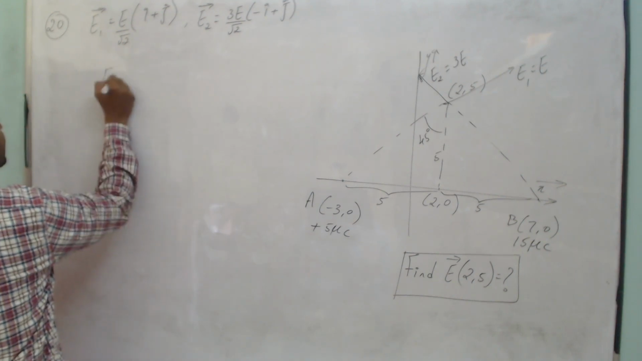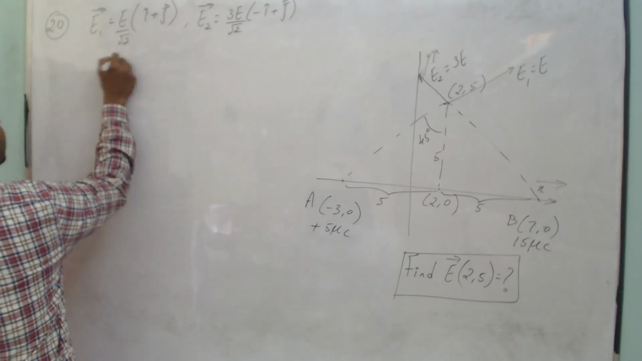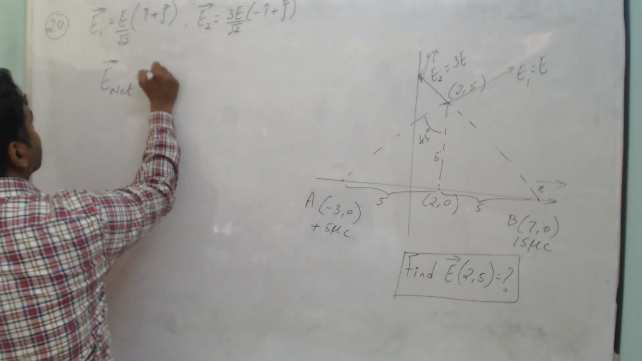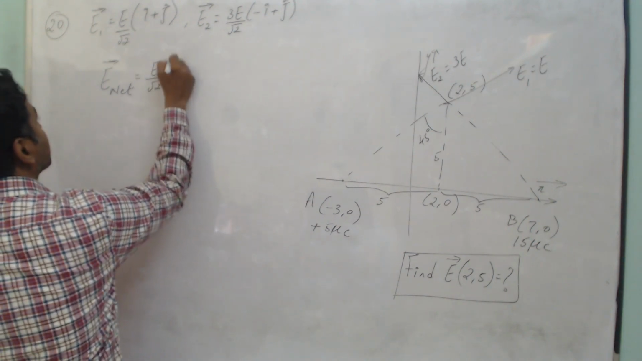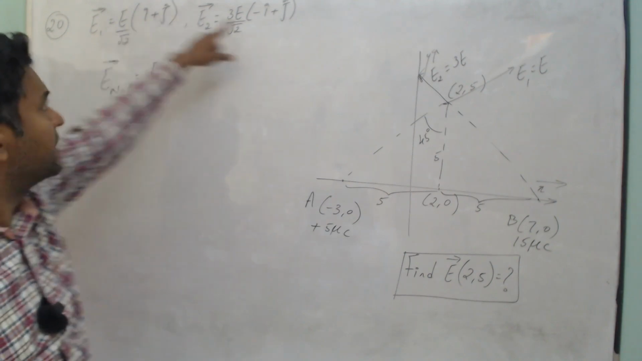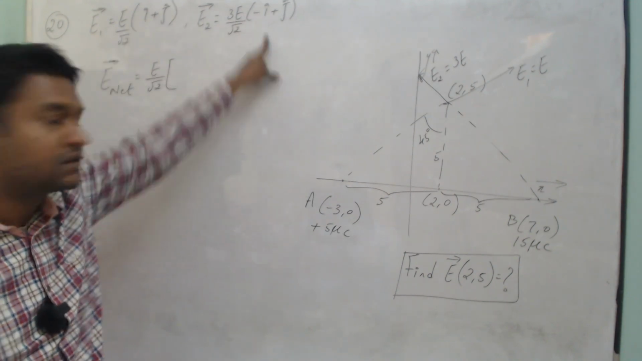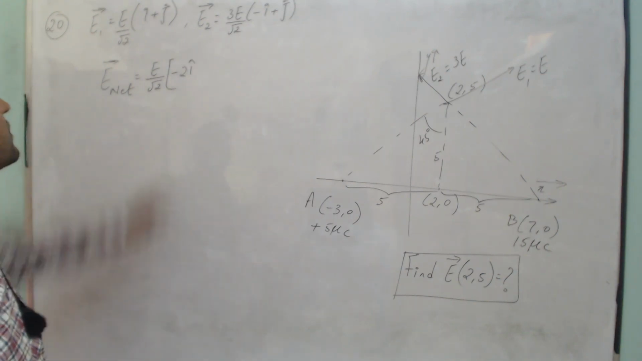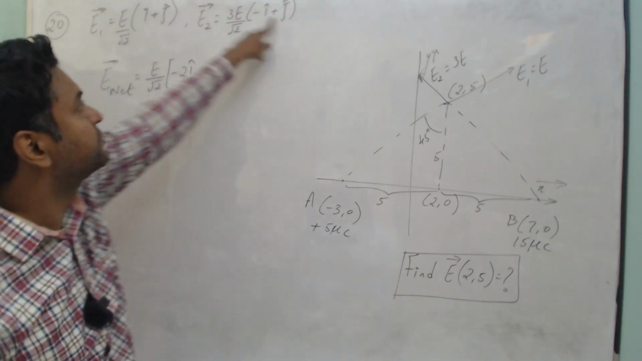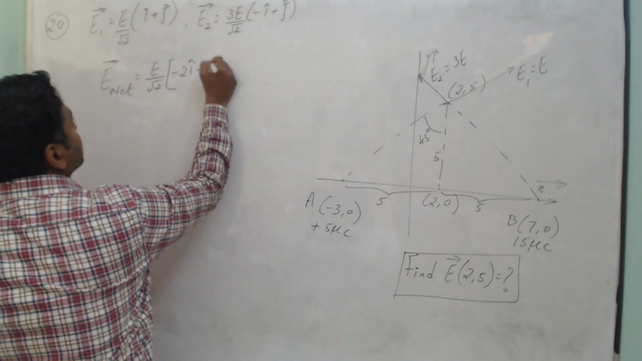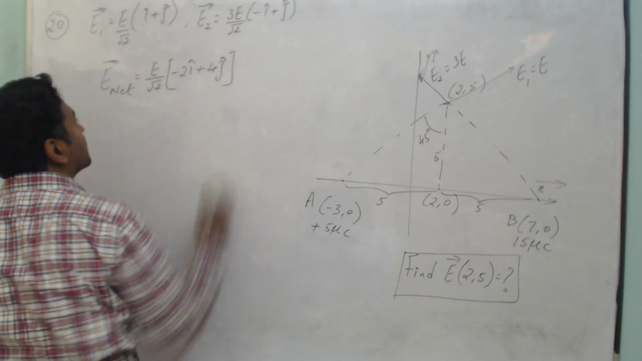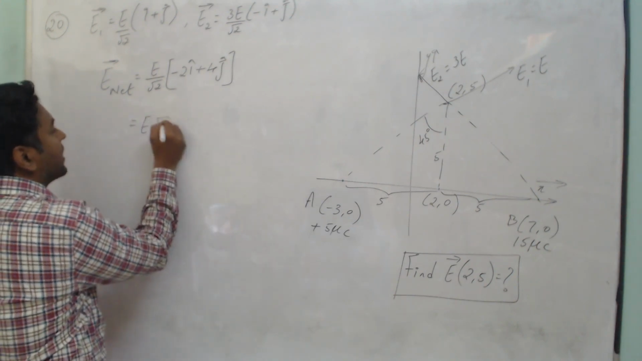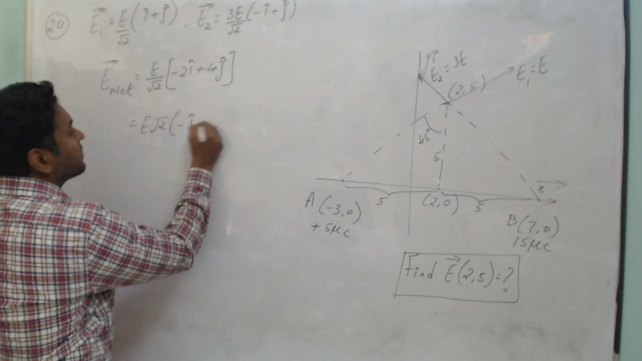So simply we have the resultant vector, with E by root 2 common: i cap minus 3 i cap, which is minus 2 i cap, and j cap plus 3 j cap, which is plus 4 j cap. So I think your answer is right. Let's check it. I'll get root 2 here, and minus i cap plus 2 j cap.